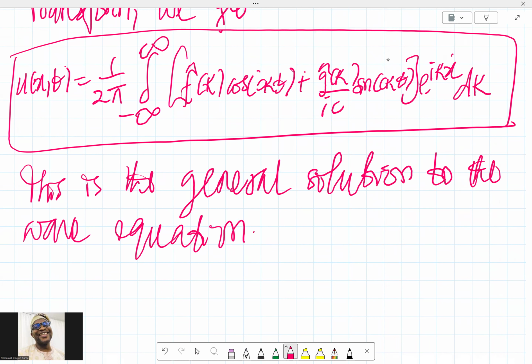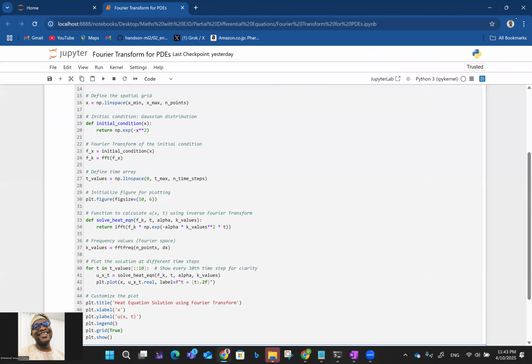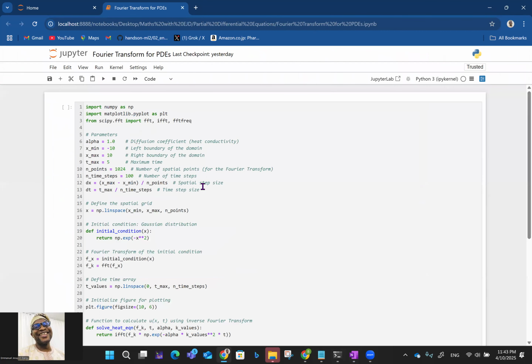All right, so I have a Python code for this so we can visualize what's really happening here. You can see we declare the coefficient of heat conductivity. That's our alpha, or if you call it c squared, whatever. So we have the left boundary of the domain minus 10, the right boundary is 10, maximum time is 5. You can change that. The number of spatial points is 1024. You can change it. The number of time steps is 100.